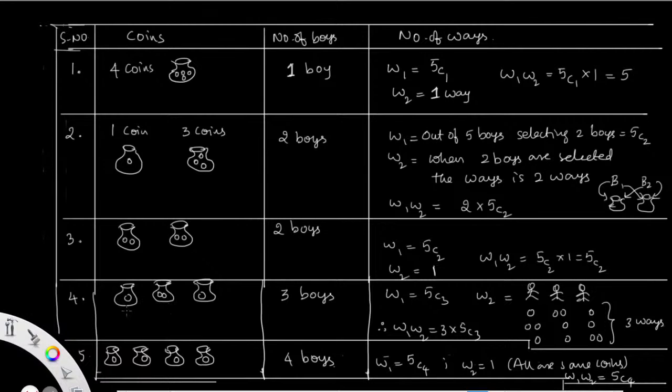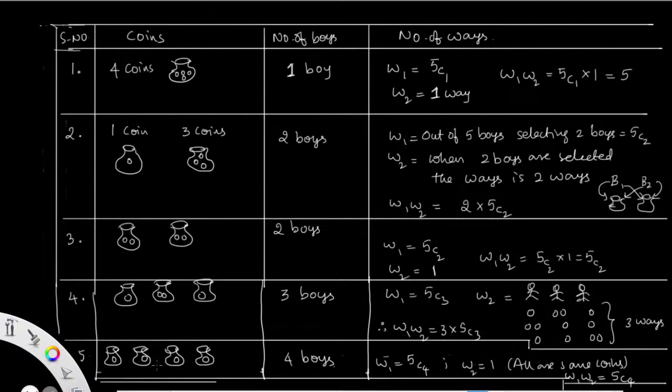Then the coins are to be distributed among 3 bags, that is 1, 2 and 1. Out of 5 boys, selecting 3 boys can be done in 5C3 ways, and W2 means the selection of the coins for the first person, second person and third person. The choices are: first person 1 coin, second person 2 coins, third person 1 coin; another is 2 coins, 1 coin, 1 coin; and the third is 1, 1, 2. This is totally 3 ways of selecting the coins. Then W1 into W2 means 3 into 5C3.